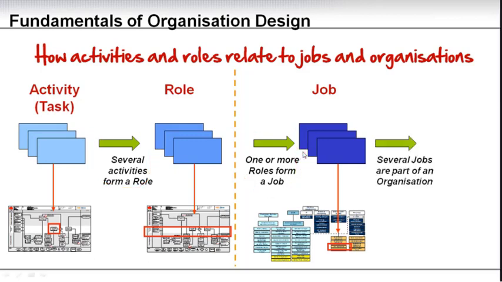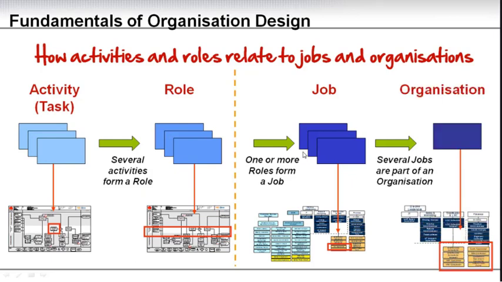And then finally, several jobs are grouped together and can be part of an organization. So if you find out that you have an accounting manager, accounting analyst, accounting controller, then they will in the organization probably be under the finance department, led by the CFO or the vice president of accounting, however your organization is structured. And each job will then consist of one or many roles, which each will have one or more activities. So this is the relation between these.